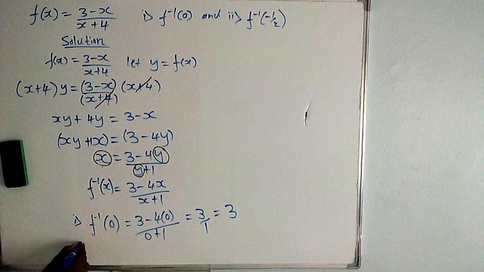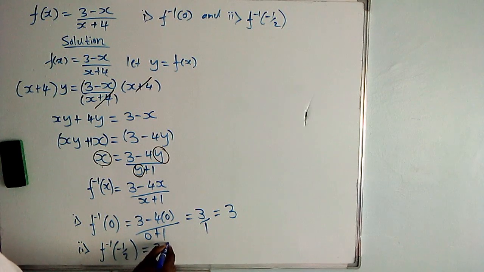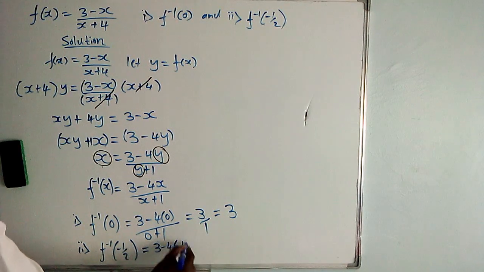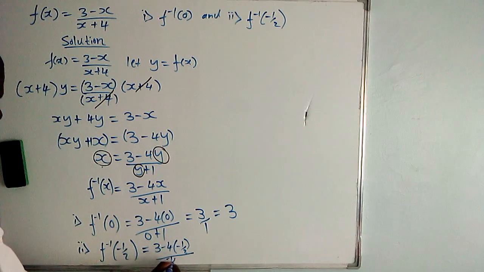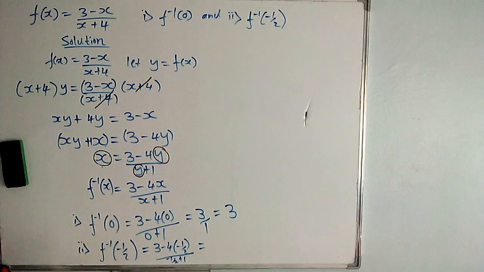Then you move to the second one. They want f inverse of negative a half, meaning you substitute x with negative a half. So we are going to have f inverse of negative a half to be (3 minus 4 into the value of x, which is negative a half) in the numerator. Then in the denominator we have x plus 1, which is negative a half plus 1.